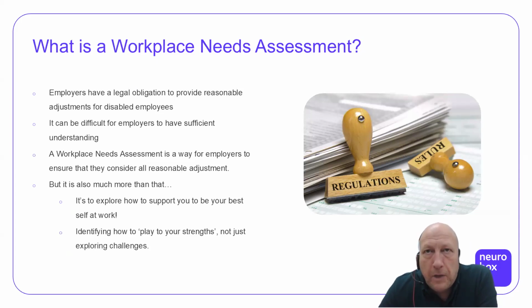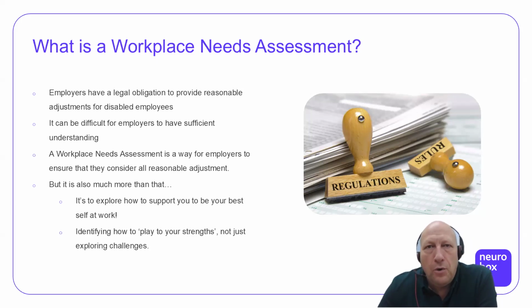Employers have a legal obligation under something called the Equality Act to make what we call reasonable adjustments for people with certain protected characteristics, and disability is one of those protected characteristics. And neurodiversity, regardless of how we feel about it, falls under the umbrella of disability. Okay, so an employer has to make reasonable adjustments for people with neuro differences or other disabilities.